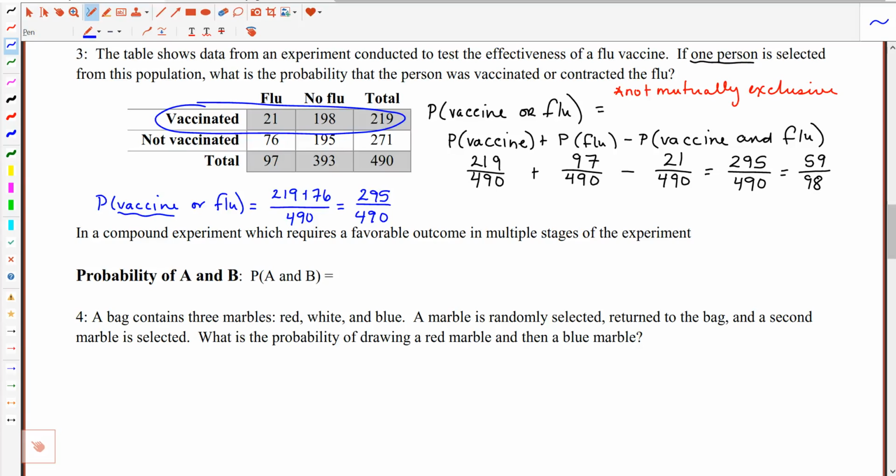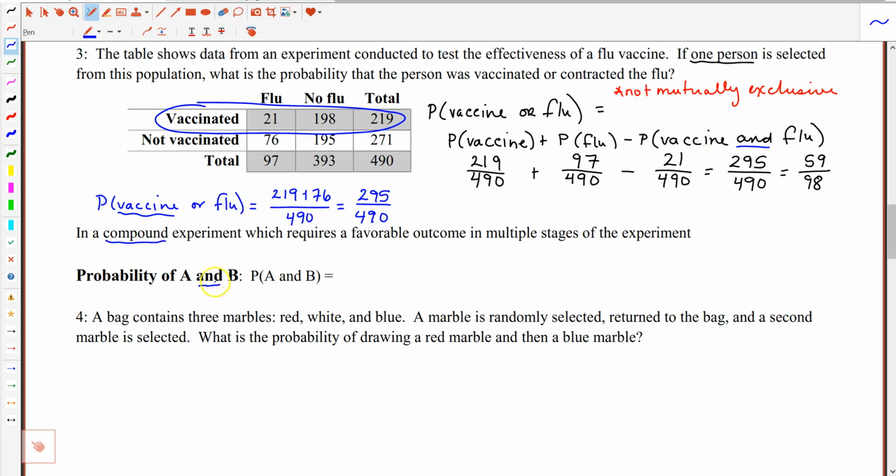Now, we've been looking at probabilities involving the word "and" from a single stage experiment. For instance, in this example right here, we're only selecting one person, so this is a single stage experiment. In this use of the word "and," I'm just looking for people that satisfy both criteria simultaneously. Now we're going to look at "and" probabilities that come from a compound experiment or a multi-stage experiment.